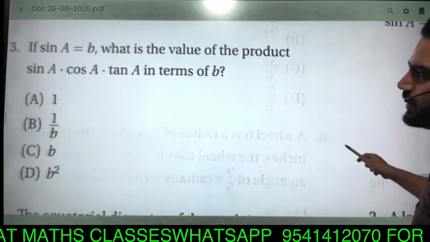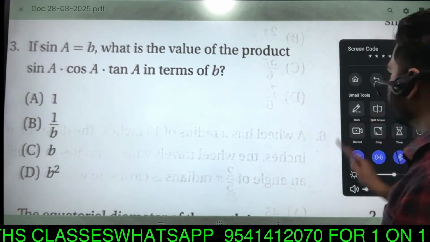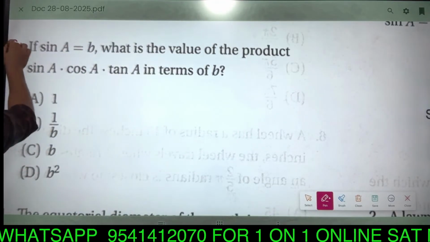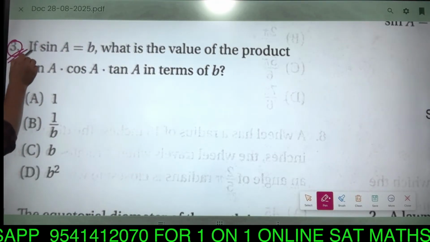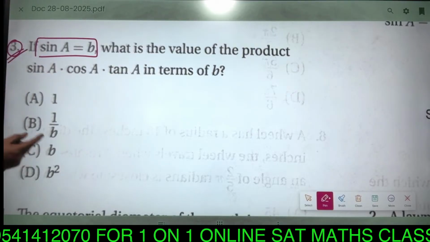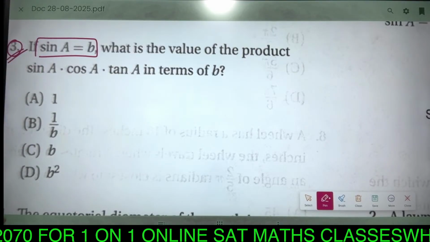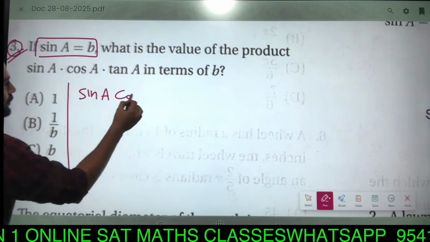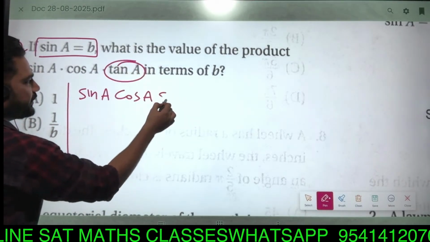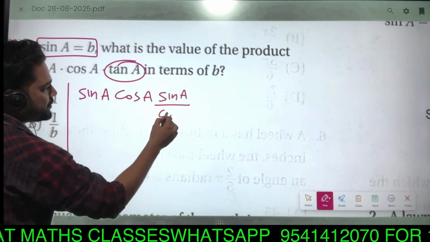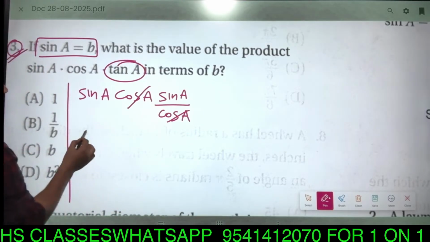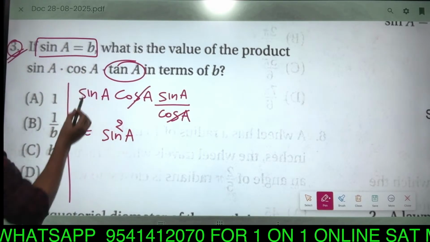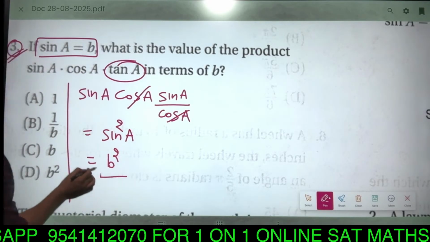All right, question number 13. So three questions have remained in this class. Our target was to do 15 questions and to do their practice. In question number 13, what they are saying, if sine A is equal to B, what is the value of the product of sine A cos A tan A? First of all we have sine A, then cos A, and then tan A. What is the value of tan A? We know tan A is sine A upon cos A. So cos will cancel, sine and sine is sine square, and sine A value is B, so sine square A will be B square.